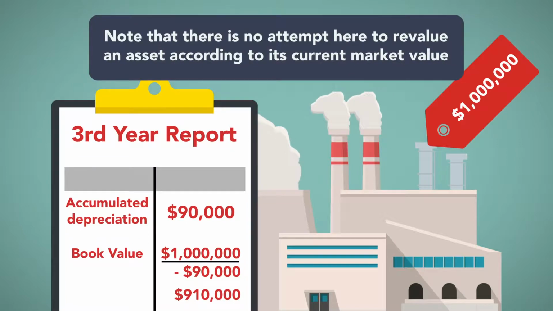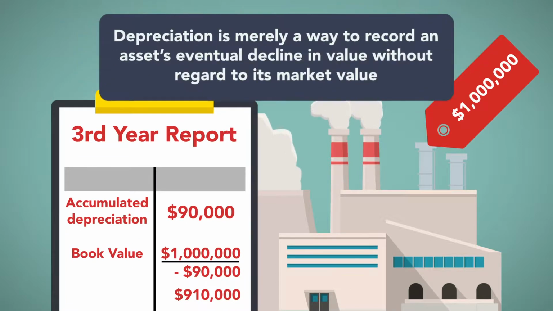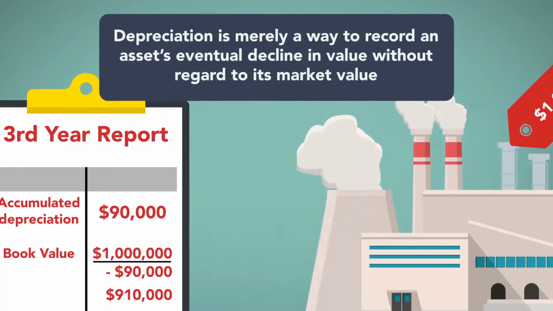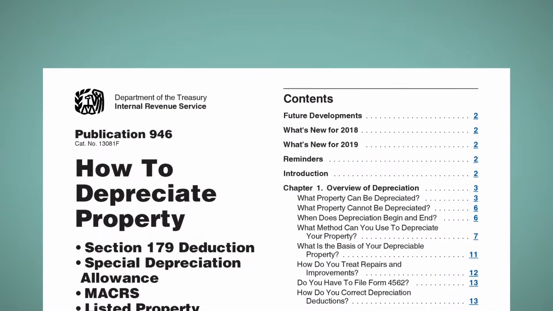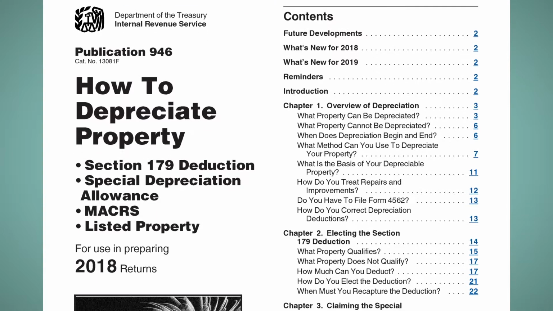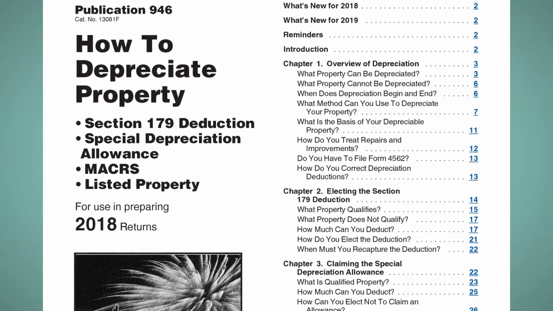Note that there is no attempt here to revalue an asset according to its current market value. Rather, depreciation is merely a way to record an asset's eventual decline in value without regard to its market value. Tax rules and treasury regulations determine the useful life assumptions and depreciation methods that may be used in taking tax deductions based on depreciating assets.